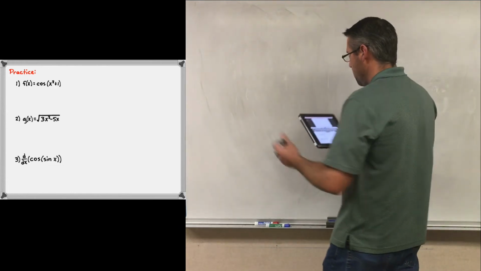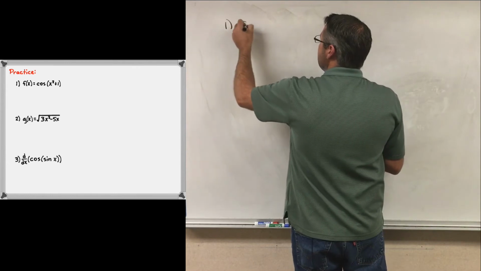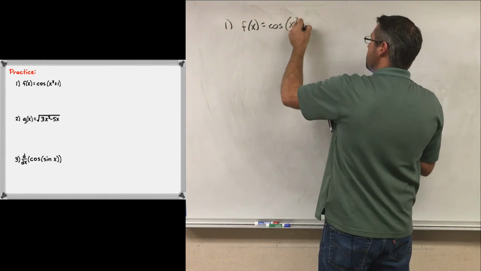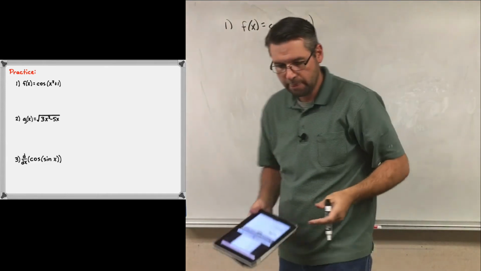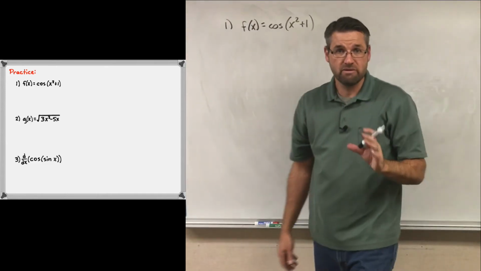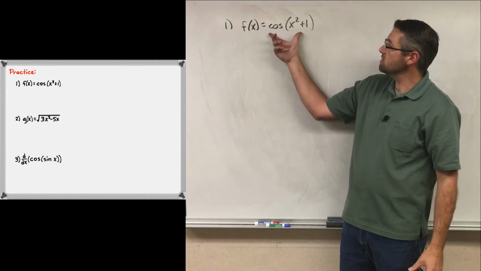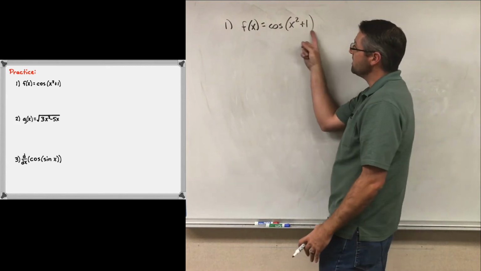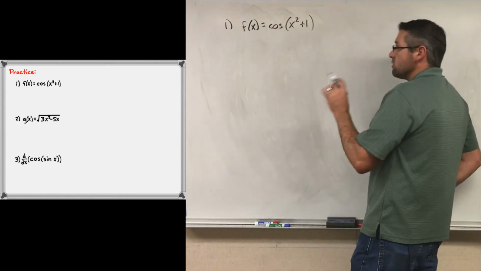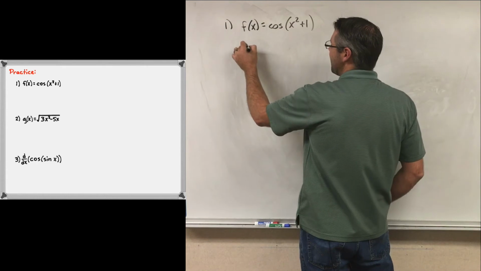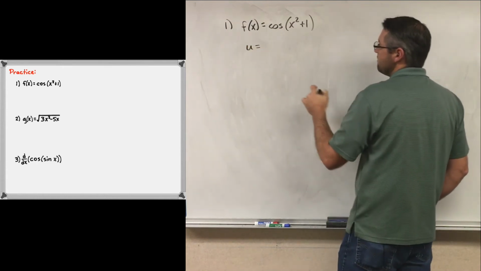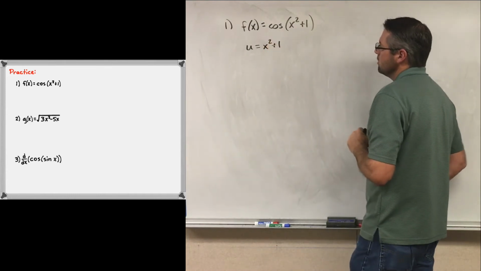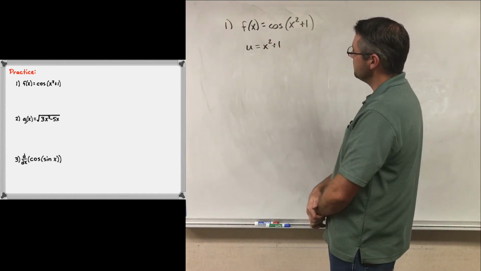Okay? So for number 1, it says that f of x is equal to cosine of x squared plus 1. Okay? Now I can't take the derivative of this because this is a composition of functions. I can't just use the derivative of cosine and call it done. I have something inside there. So remember, the first step is to figure out what the inside function is. The inside function, u we call it, is x squared plus 1. So inside is x squared plus 1.